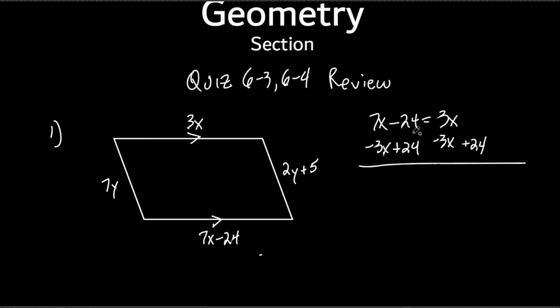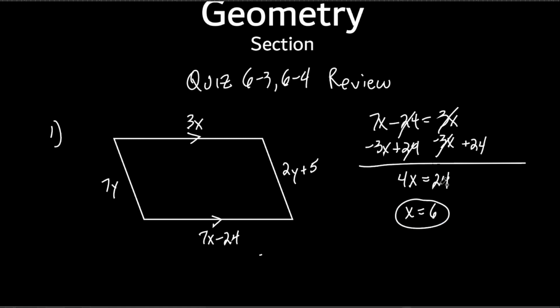Everybody with me on that? Because I want the x's on the same side. I put them on the left-hand side. So 7x minus 3x is 4x. This right here cancels out. That's 24. So what's x? x is 6, right? Because you divide both sides by 4. I just didn't show it. So x is 6. So that's one of the answers.